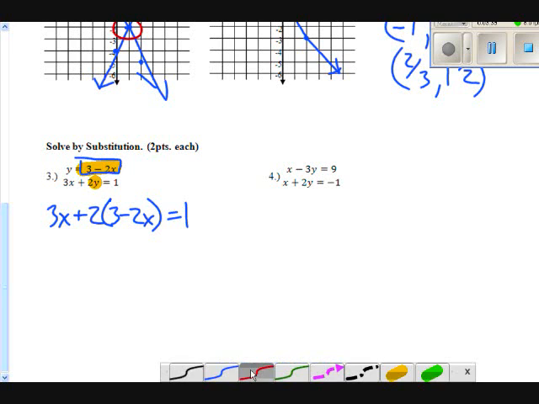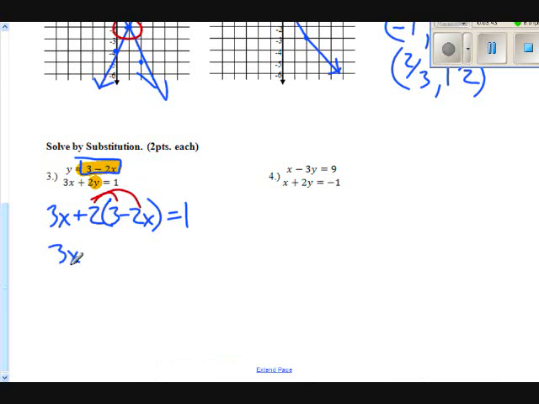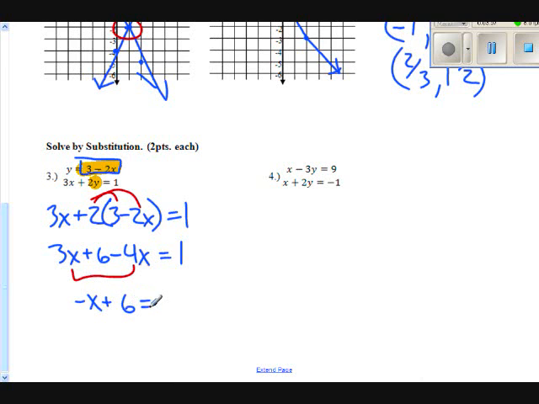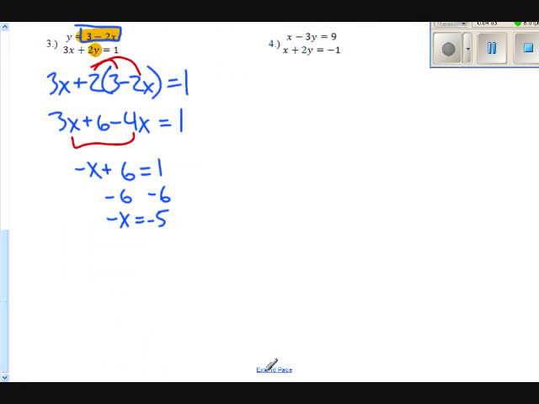So for this one, I've got to distribute the 2. So when I do that, I get 3x plus 6 minus 4x equals 1. I'm going to combine like terms. The x values are alike. So that's going to give me -x plus 6 equals 1. I subtract the 6 from each side, and I find out that -x equals -5. And then I've got to divide each side by -1. So I find out that x equals 5.